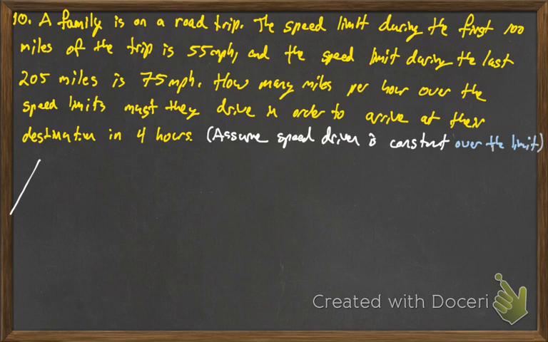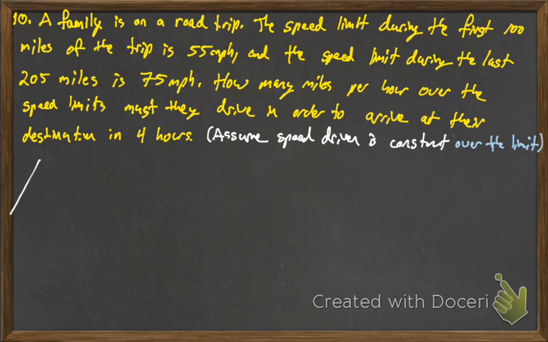Okay, so it says a family is on a road trip. The speed limit during the first 100 miles of the trip is 55 miles per hour. And the speed limit during the last 205 miles is 75 miles per hour. How many miles per hour over the speed limits must they drive in order to arrive at their destination? We're going to make the assumption that how much we're speeding over the limit is going to be the same. So if we're going 10 miles per hour over when it's 55 miles per hour, we're going to be going 10 miles over when it's 75 miles per hour.